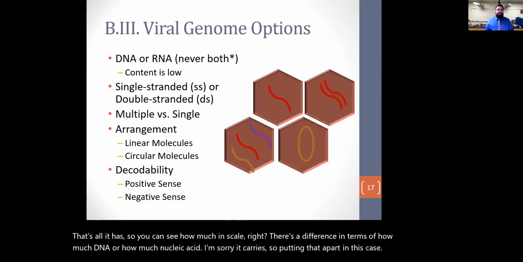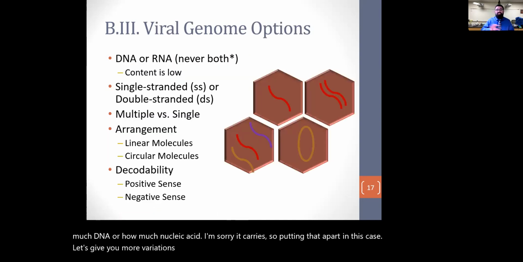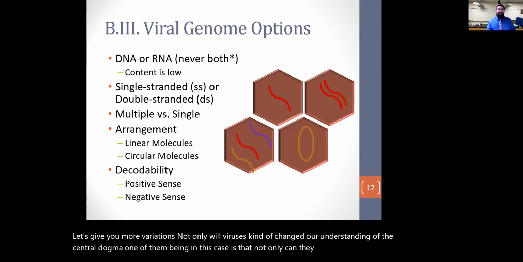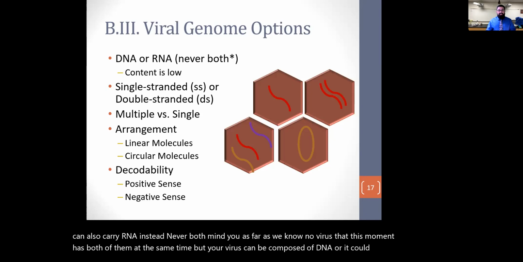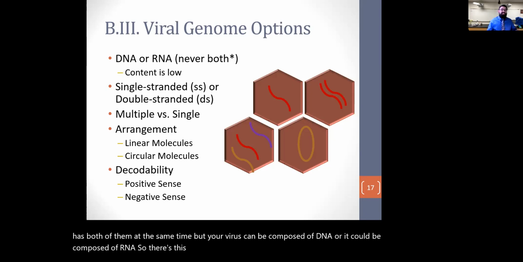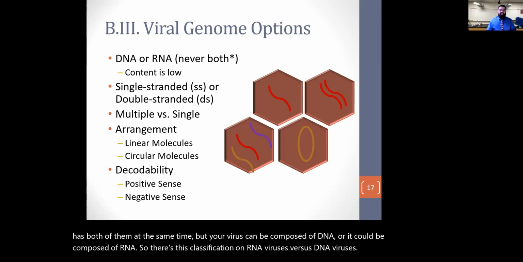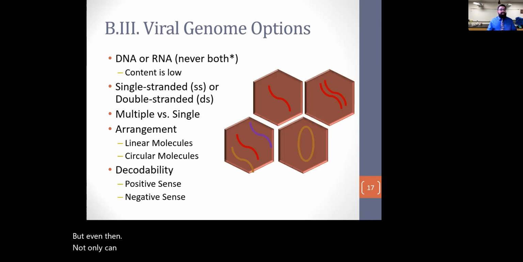Let's give you more variations. Not only will viruses change our understanding of the central dogma, one of them being that they can carry DNA, but they can also carry RNA instead. Never both, mind you. As far as we know, no virus at this moment has both of them at the same time. But your virus can be composed of DNA, or it could be composed of RNA. So there's this classification of RNA viruses versus DNA viruses. But even then, not only can it have DNA or RNA, its DNA or RNA can be in either single-stranded form or double-stranded form.